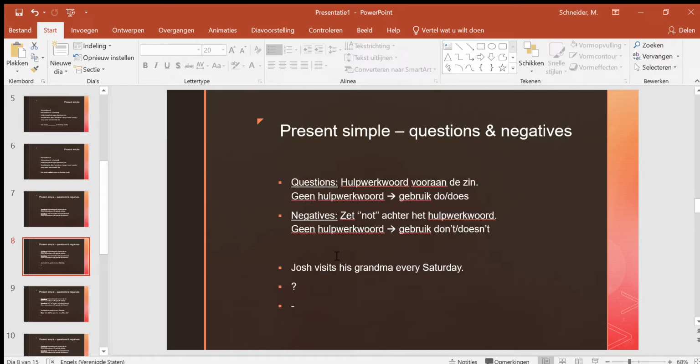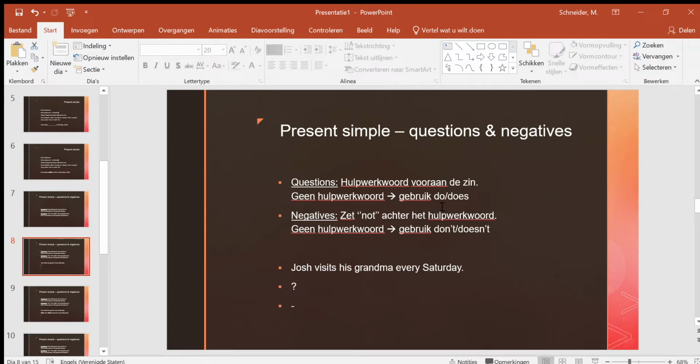So if we have, for example, this sentence, Josh visits his grandma every Saturday. We weten dat dit een present simple is, want we hebben hier every Saturday. Dat is een time indicator voor de present simple. En we moeten hier dus een question en een negative van maken. Dus bij die eerste, bij de vraag, moeten we kijken of er een hulpwerkwoord in de zin staat. Nou, het werkwoord in deze zin is visits. En als je kijkt in je lijstje van hulpwerkwoorden, weten we dat dit geen hulpwerkwoord is. Dus we moeten onze backup hulpwerkwoorden gebruiken en dat zijn do en does.